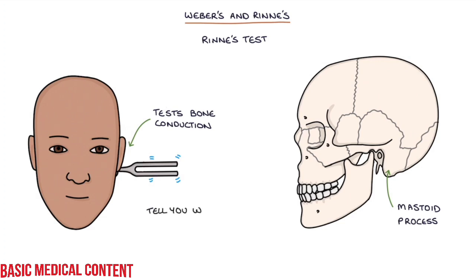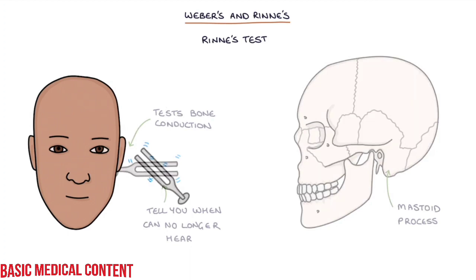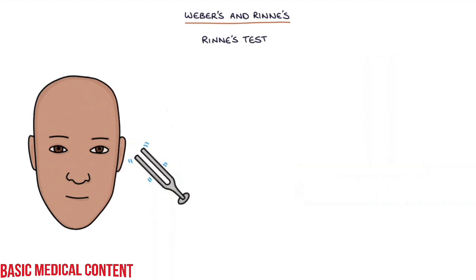Ask the patient to tell you when they can no longer hear this humming noise. When they can no longer hear the noise, remove the tuning fork while it's still vibrating and hover it 1 centimeter from the same ear. With the tuning fork hovering next to their ear, ask the patient whether they can hear the sound, and this tests their air conduction. Then repeat the whole process on the other side.